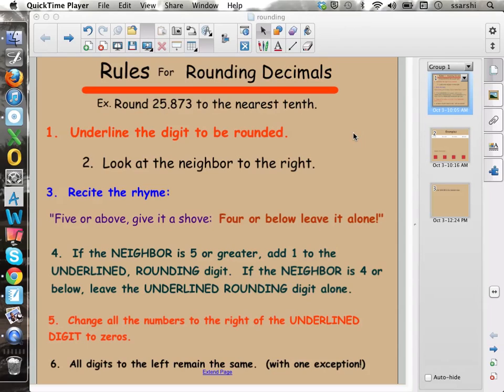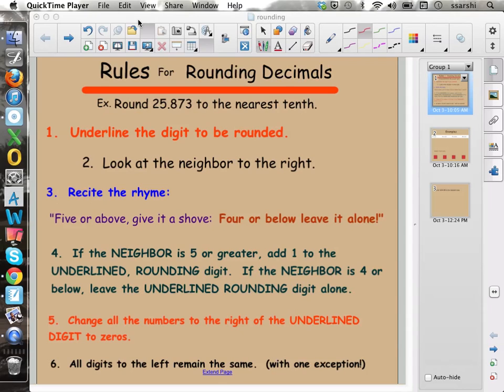This is a lesson on rounding, the rules for rounding. Our example we're going to start out with is round 25 and 873 thousandths to the nearest tenth. So we're going to follow the 6 steps that are listed here in figuring how to solve this problem.